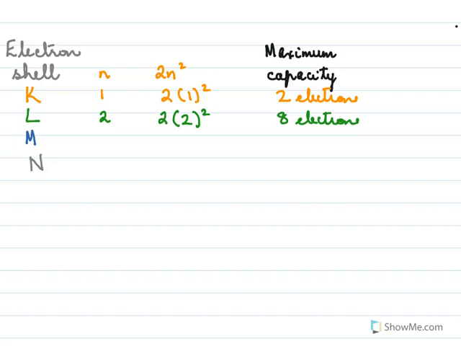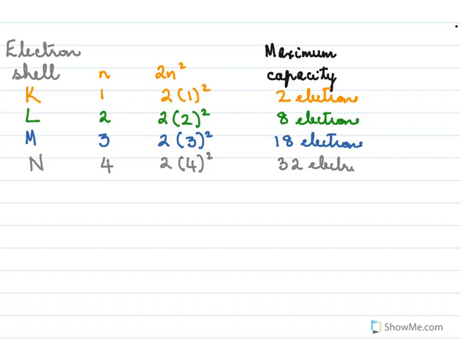Then we come to the M shell, the third shell, 2n square, where n is 3. Here it can hold 18 electrons. And then we have the fourth shell, that is 2n square, n square is 16, into 2 is 32, so it can hold 32 electrons.